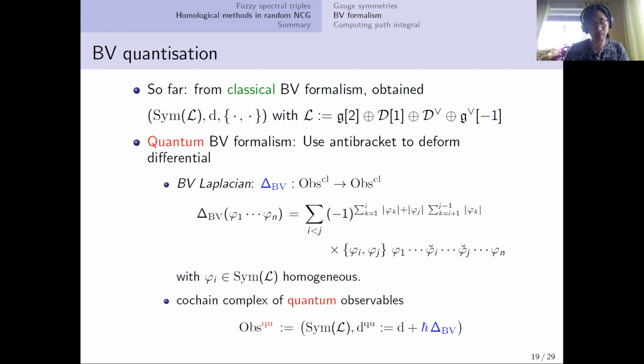So now we have done the classical BV formalism part. From the input data, we have obtained a complex together with this shifted Poisson bracket. The next step is to look at the quantum BV formalism, because quantization is the same as computing these path integrals. What one does there is use the antibracket to deform the differential, to quantize it. One defines the BV Laplacian, which is simply given by this pairwise contraction of these phi i's in elements in the symmetric algebra of L, which are the classical observables. And these checks here just mean that we omit them.